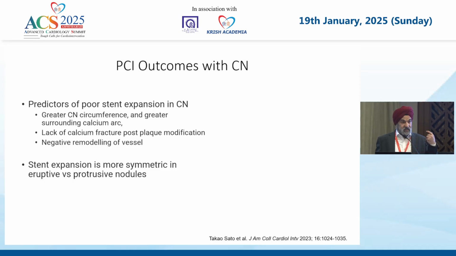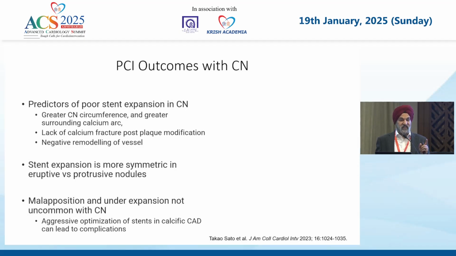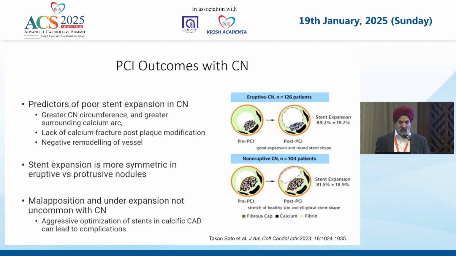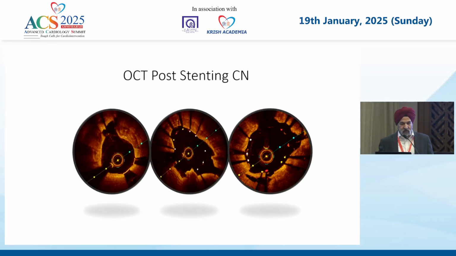Stent expansion, as I showed you in the case example, is more symmetric with eruptive nodules. Malapposition is pretty common in calcific milieu. One should not chase this with aggressive balloon dilatations. You will have complications. So as stated, in a deformable nodule, you get good stent expansion. But if you have a protrusive nodule, you will not get good expansion and you should not chase it any further.